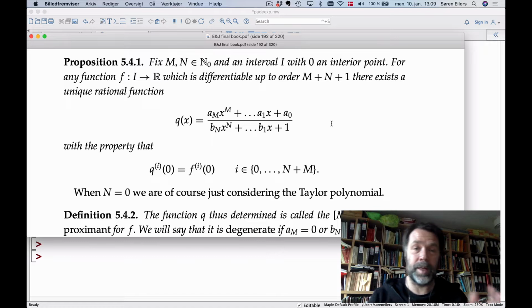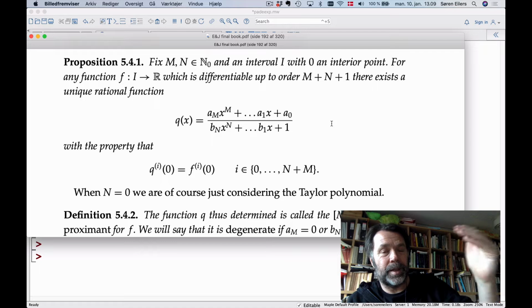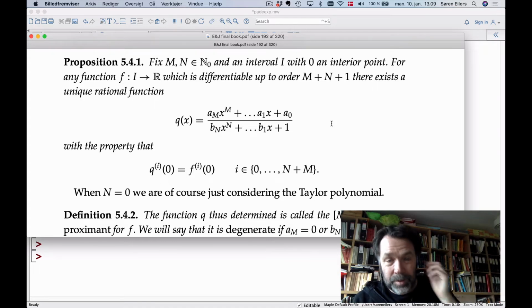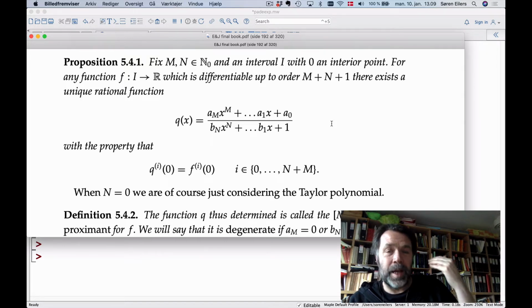But the idea is to look at a fraction instead, and you have the freedom of putting some weight on top and some weight below. And the statement here is that there's one and only one of these choices. To be more precise, suppose that we have a function f that's differentiable enough. Then for any m and n, so that we have enough derivatives of f, we can choose the q in a unique way so that it matches up.